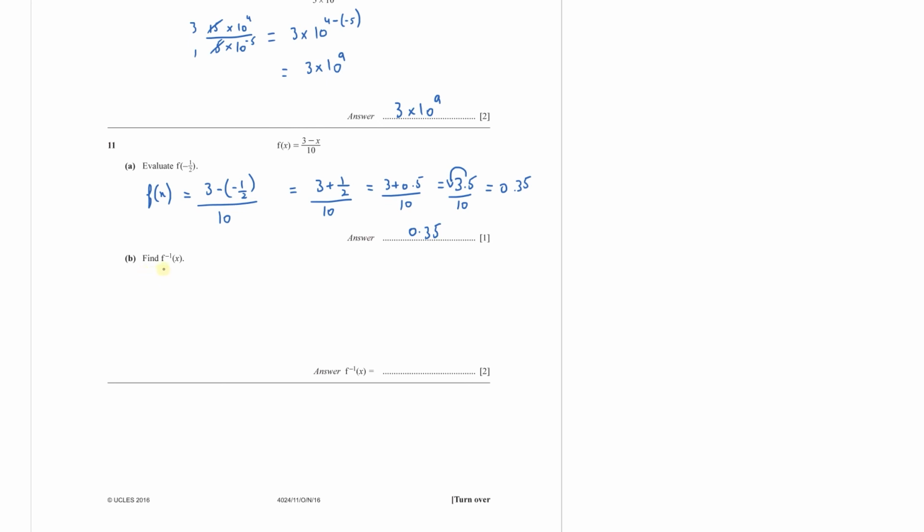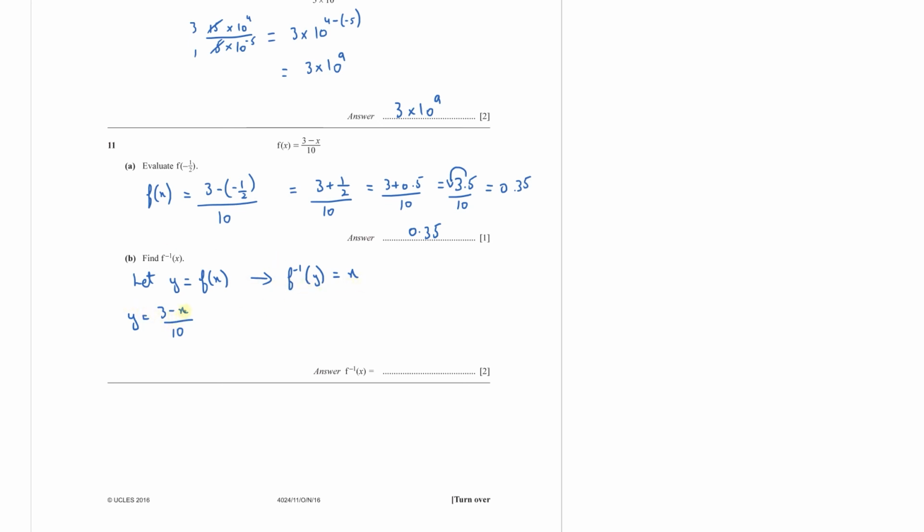Part B is you have to find f inverse of x. So to find that, we let y equal f of x, and this gives you, if I take f on the other side, f inverse of y equals x. So let's start with this. y equals f of x. I can replace the value of f of x here, which is 3 minus x over 10. And now if I make x the subject of this equation, I can get the value of f inverse of y, because f inverse of y is equal to x.